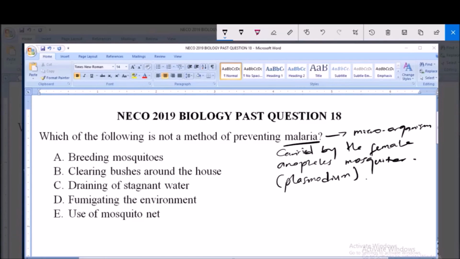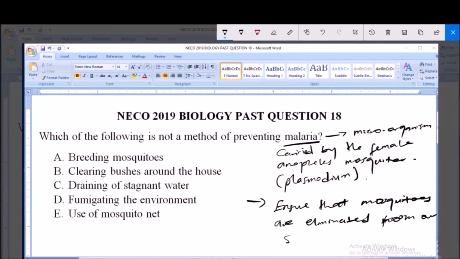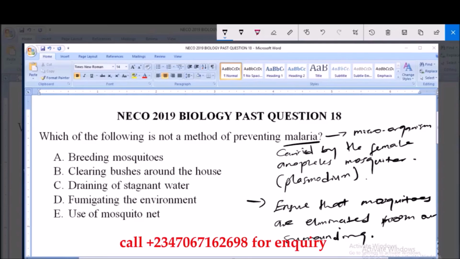Now, in order for us to prevent malaria, the best thing to do is to ensure that mosquitoes are eliminated from our environment. So to eliminate mosquitoes from our environment or surroundings, this is the best way to prevent malaria. By eliminating mosquitoes from the environment, we are carrying out all the procedures involved in chasing mosquitoes out of our surroundings. Now, option A says breeding mosquito.